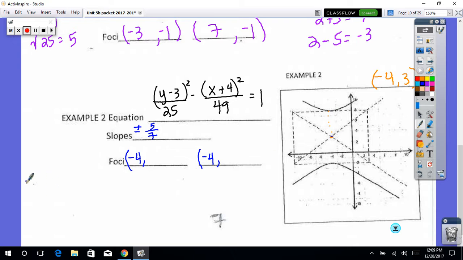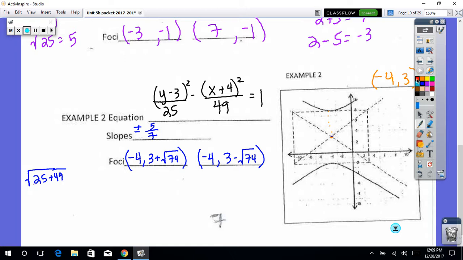So let's see what it is. We have the square root of 25 plus 49. Okay, and 25 plus 49 is the square root of 74. Okay, so I'm going to leave it just like we did with an ellipse. We're going to do 3 plus the square root of 74, sorry, and then the other one is 3 minus the square root of 74.